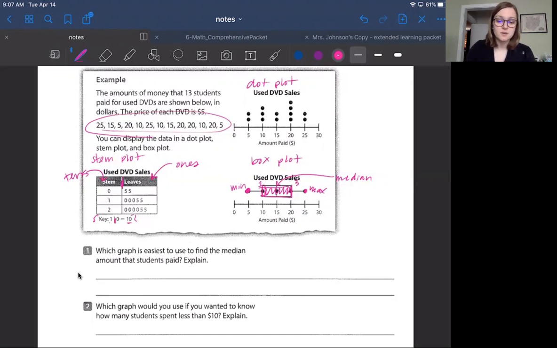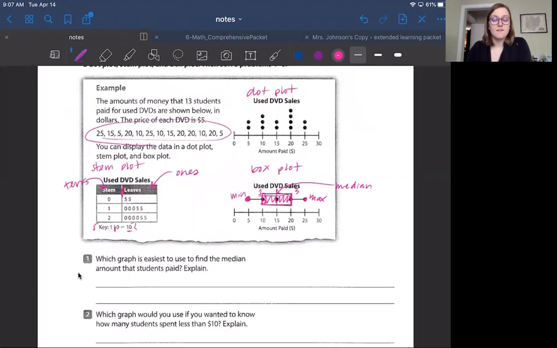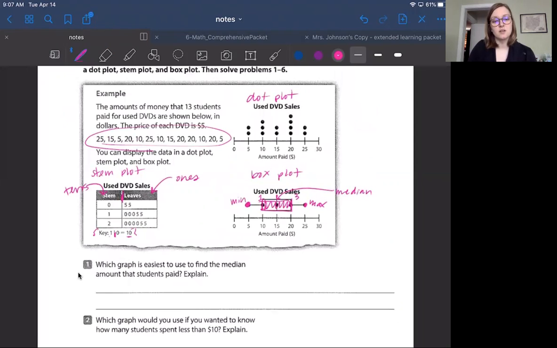Which graph would you want to use if you wanted to know how many students spent less than $10? Okay, if I want to know how many students spent less than $10, you could use either the dot plot or the stem plot, because in this case, here is my $10. Less than that would be these two kids right here. Each leaf is going to be one piece of data. Or the dot plot is pretty simple. Less than 10 would be just those 2 dots. So in this case, the answer would be 2 students. Either of those is easy to count and see how many pieces of data you have.